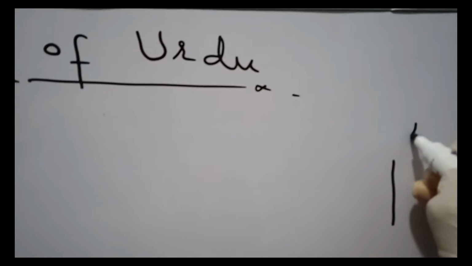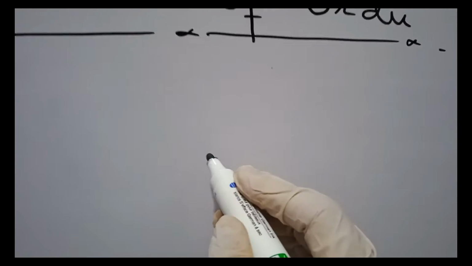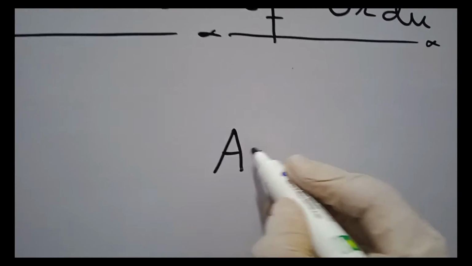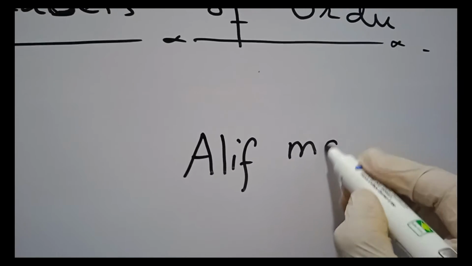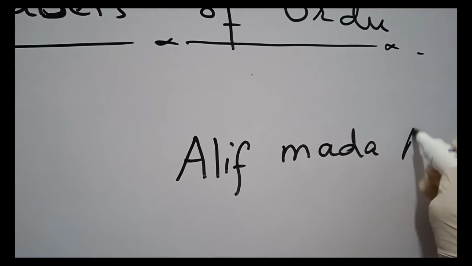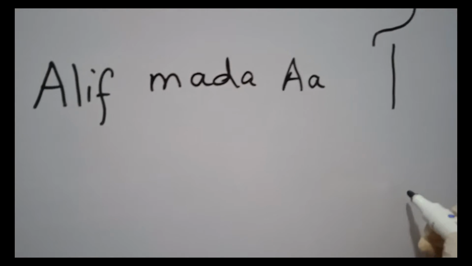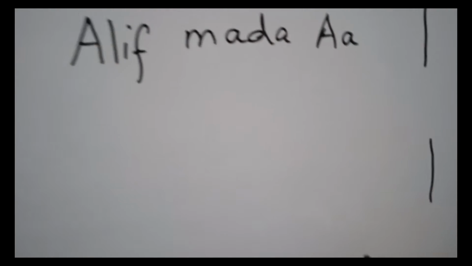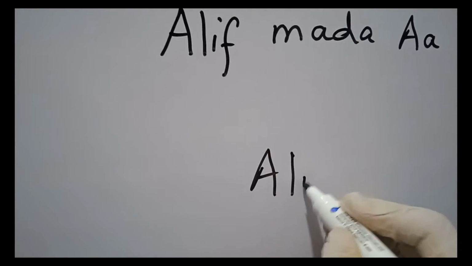Let's start. First letter is Alif Mad A. Next letter is Alif. Alif. It sounds in English Alif.